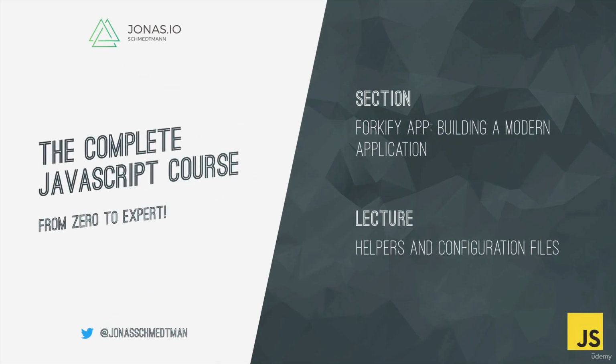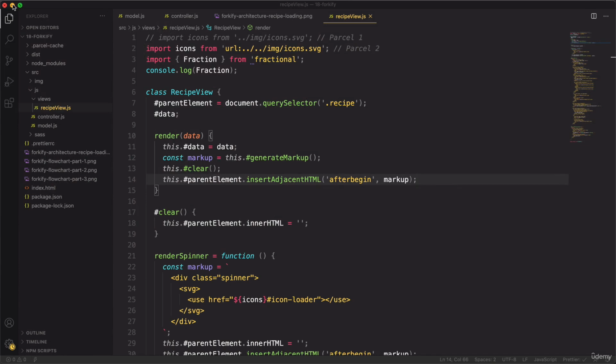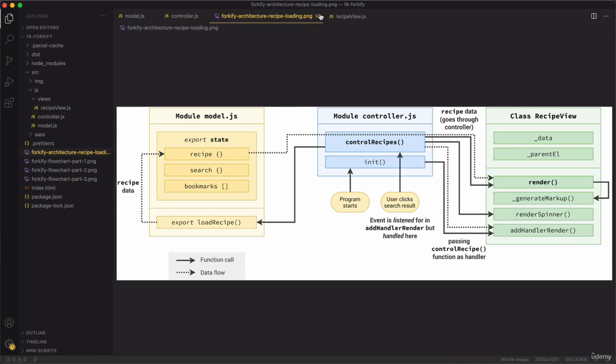Many real-world applications have two special modules that are completely independent of the rest of the architecture. And these are a module for the project configuration and also a module for some general helper functions that are going to be useful across the entire project. And so let's now implement these modules in our own project. And let's start with the configuration module.